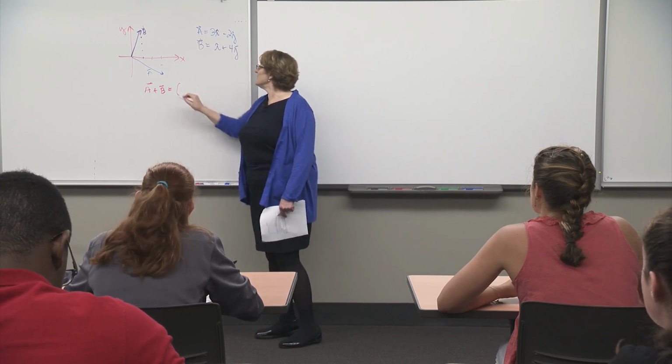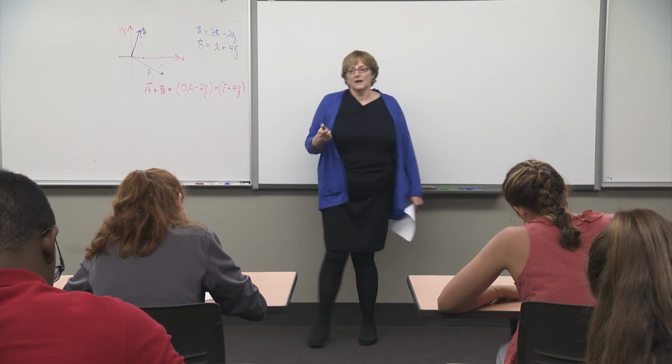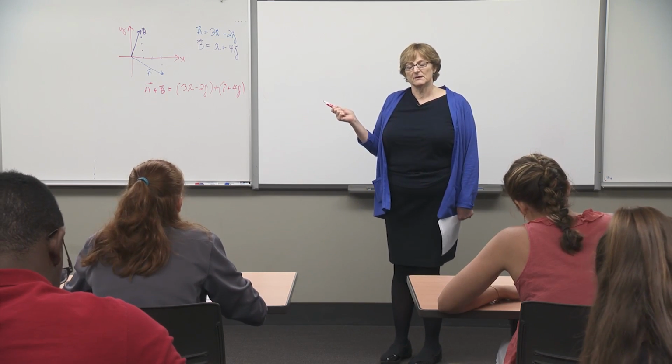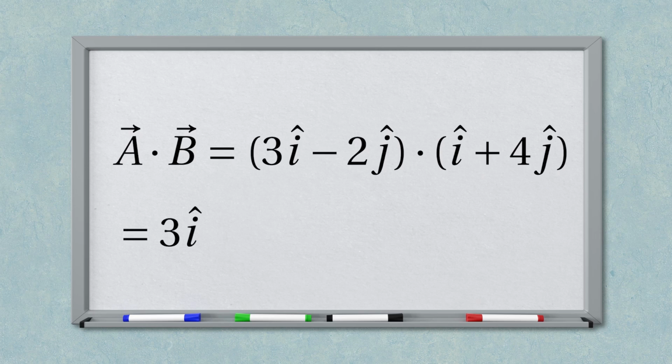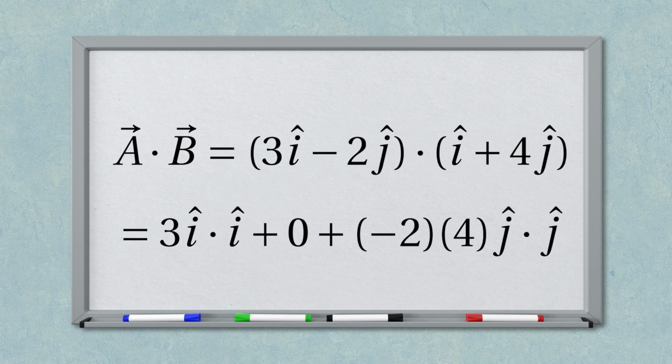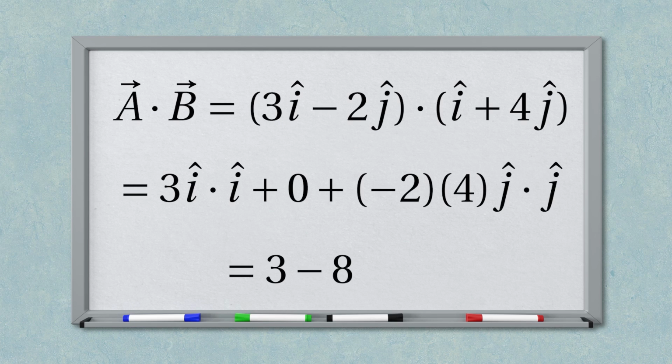Well, I take vector A, which is 3i minus 2j, and I add vector B, which is i plus 4j. Now I'm just going to rearrange terms to group like terms. So this becomes 3i dot i plus 3i dot 4j, which is 0, plus a negative 2j times 4j, which is minus 8, and then negative 2j times i is 0. So this becomes 3 minus 8, and that equals minus 5.